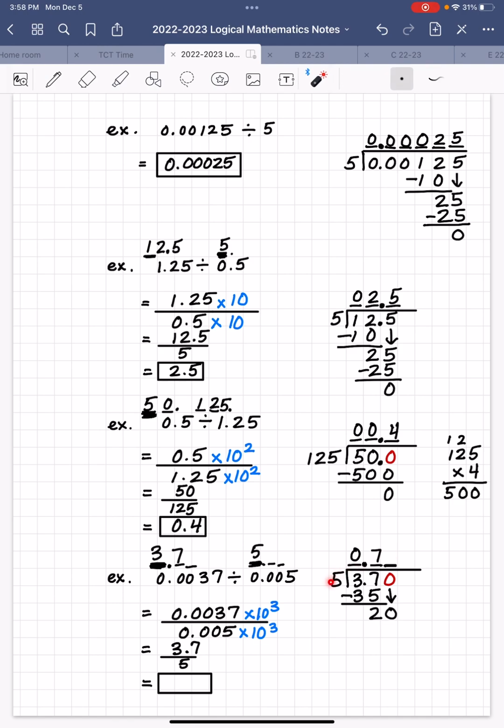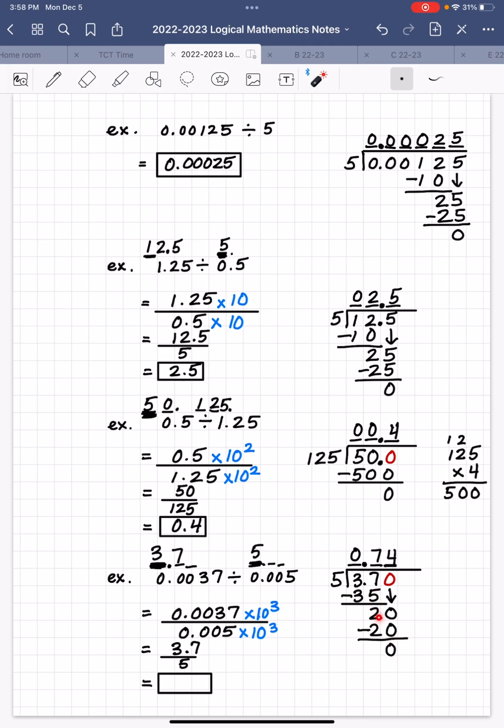How many 5s are there in 20? 4. 4 times 5 is 20. And 20 minus 20 is 0. Did I end up with a remainder of 0 when I moved to the right of the decimal point? Yes. So I am done.